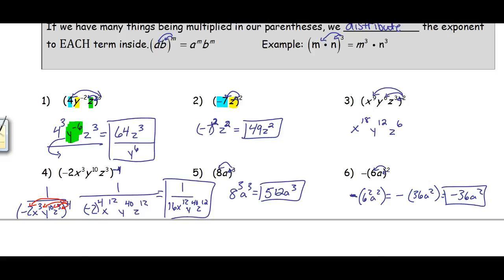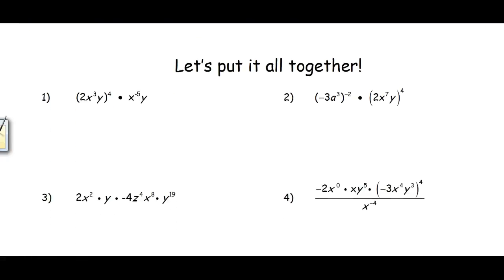All right, let's go ahead and try putting everything together now. Everything that we have learned this past 2 days. Okay, so here you got to distribute your 4 everywhere. So 2 to the 4th, x to the 12th, y to the 4th. Okay, x to the negative 5th, y. So now simplify.